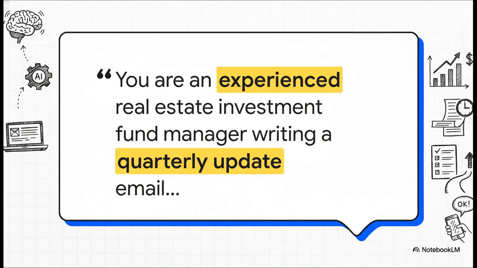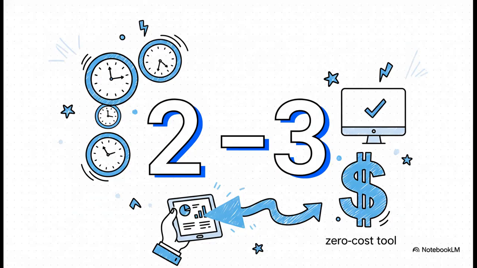And here's the big insight. This isn't about getting a perfect final product. No way. This is about getting you 80% of the way there, so you can use your brain power to refine the message, not just write it from a blank page. And the impact? It's immediate. Just by using this one simple prompt, you can easily slash 2, maybe 3 hours off your process per update. That's a massive win for a tool that costs you nothing.